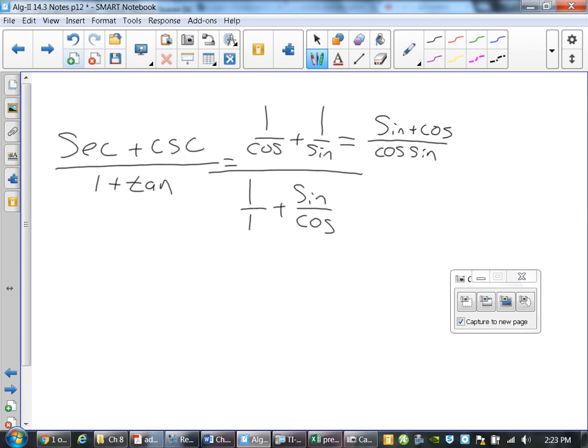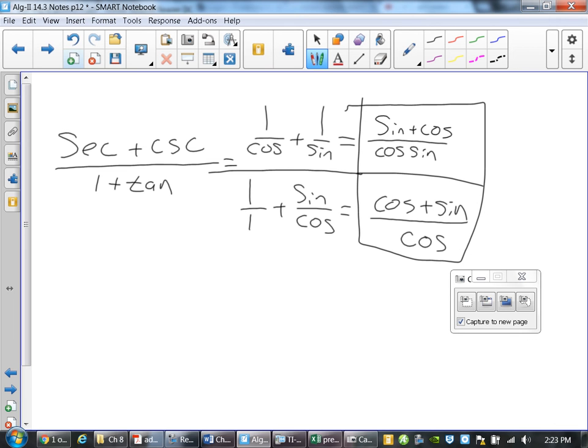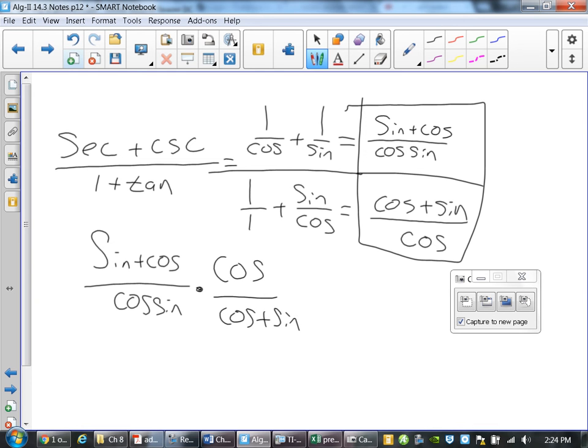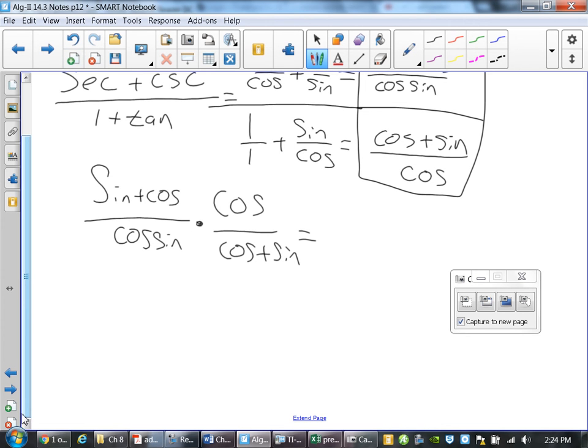What's going to be the common denominator? Cosine. What's the numerator? Very good. Which means I have a complex fraction again. Sine plus cosine over cosine times sine, divided by the bottom. So I'm going to flip it and multiply by cosine over cosine plus sine. What drops? Everything except the sine.